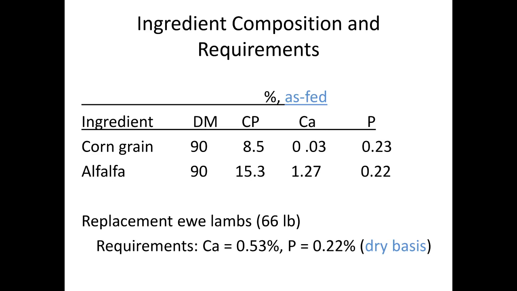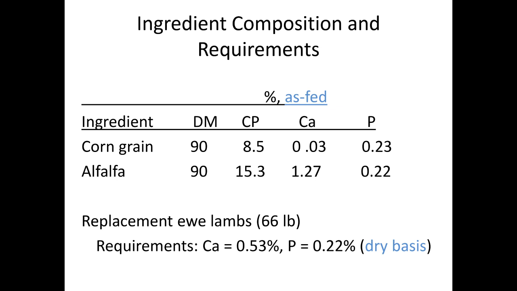The first step in formulating the diet by hand is to make a table. Our first table shows the ingredient composition, and after that, we want to state the animal requirements. So first, let's make our table. We have the ingredients, corn grain and alfalfa, and then we plug into the table their dry matter content, crude protein content, calcium content, and phosphorus content. We indicate here that these contents are percentages on an as-fed basis.